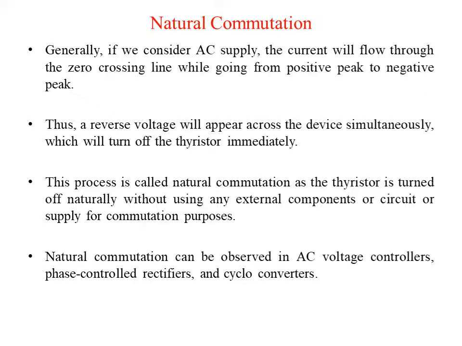Natural commutation can be observed in AC voltage controllers, phase control rectifiers, and cycloconverters. So these are examples of natural commutation methods.